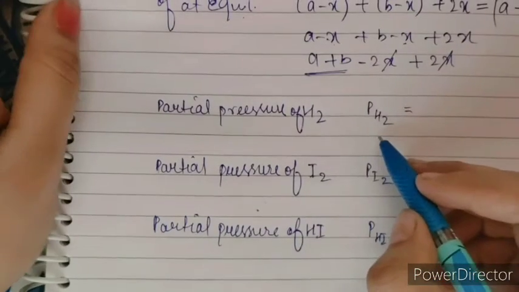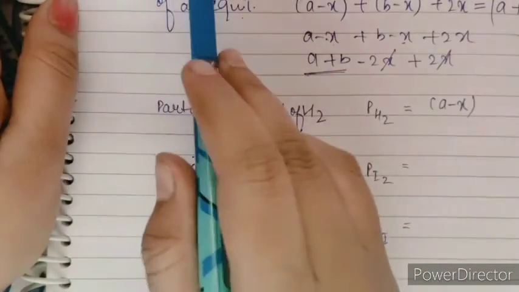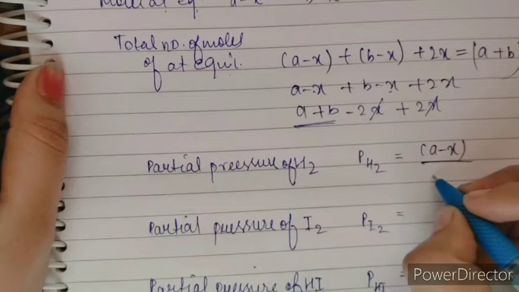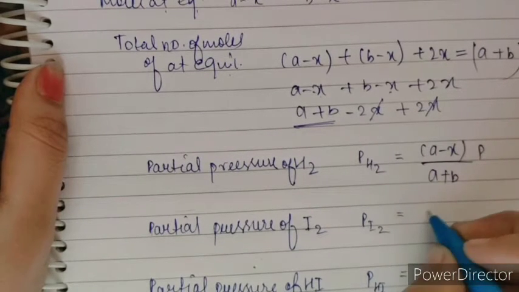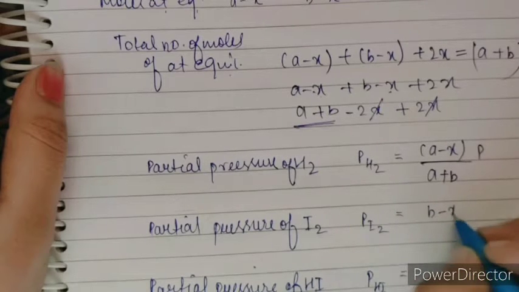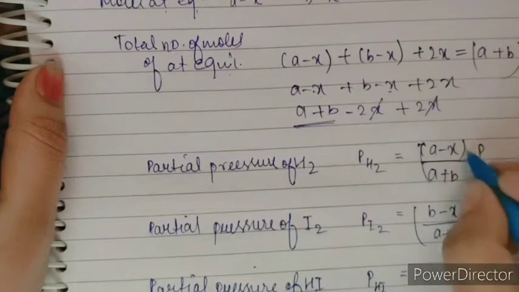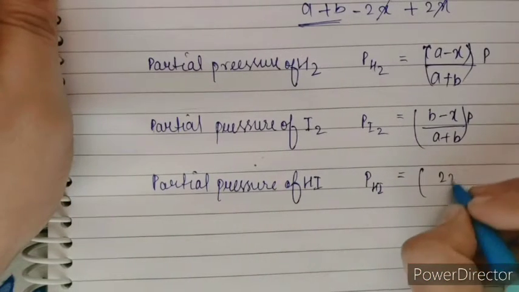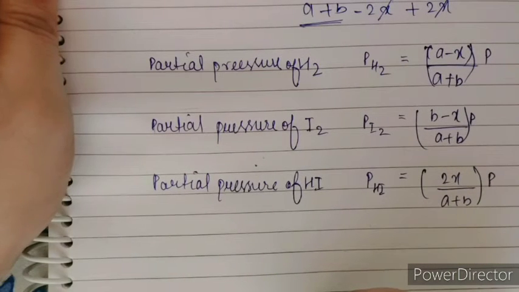First of all we will write the partial pressure of hydrogen. It will be A minus X, the moles at equilibrium, upon the total number of moles at equilibrium A plus B, multiplied by P. The second one, similarly, is B minus X by A plus B multiplied by P. The last one, the partial pressure of HI, will be 2X by A plus B multiplied by the pressure.